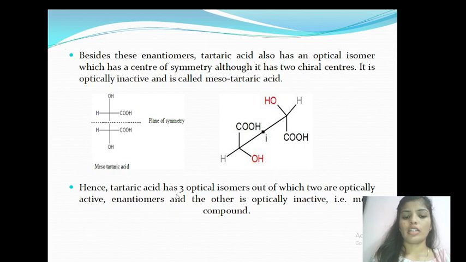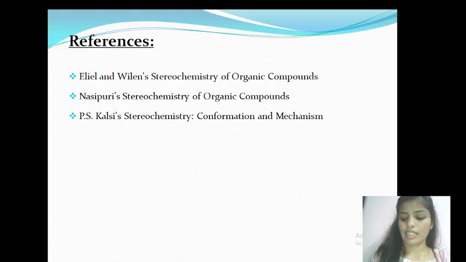Hence, tartaric acid has three optical isomers, out of which two are optically active enantiomers and the other one is the optically inactive meso compound. And in this session, we came to know about enantiomers, diastereomers, racemic mixture, racemization and optical isomers of tartaric acid. Thank you.